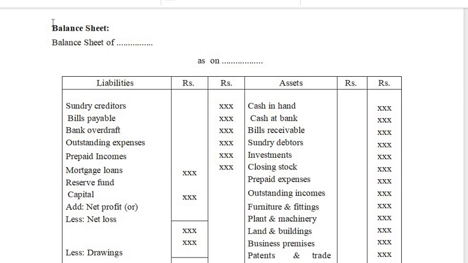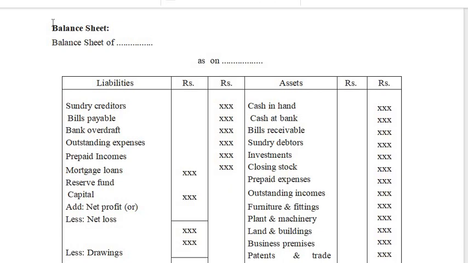Hello guys. In this video we are going to discuss the third step in final accounts. In the last video we discussed how to prepare the trading account and P&L account. Now we are going to discuss how to prepare the balance sheet. From the first two steps we find out the first objective of the business, which is nothing but profit or loss. The second objective we can find out by preparing the statement called the balance sheet.